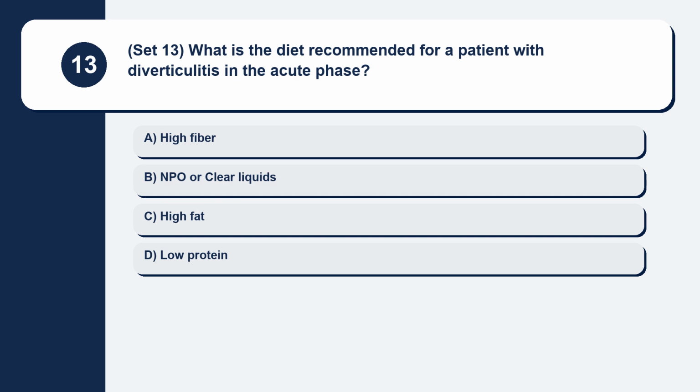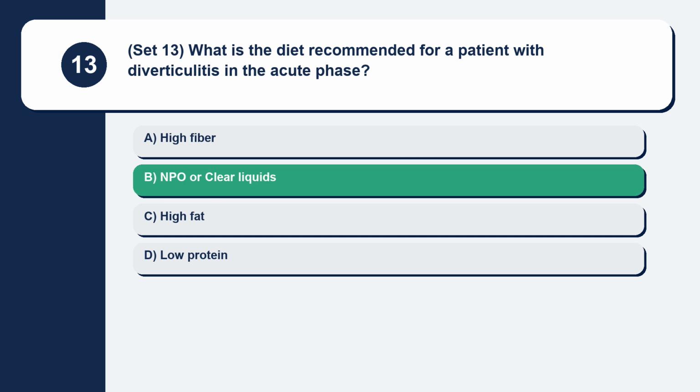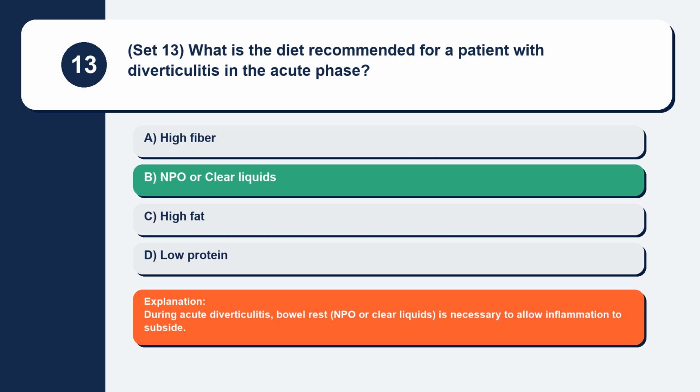Question 13. Set 13. What is the diet recommended for a patient with diverticulitis in the acute phase? High fiber, NPO or clear liquids, high fat, low protein. During acute diverticulitis, bowel rest, NPO or clear liquids, is necessary to allow inflammation to subside.